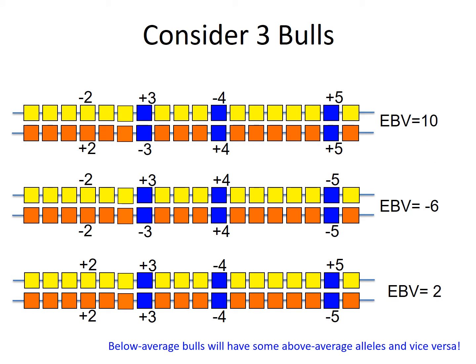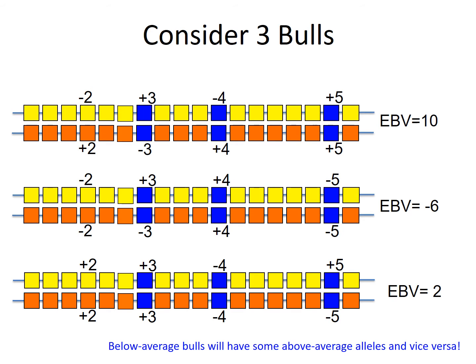And if I talk about 3 bulls that have 3 different EBVs, so one bull has an EBV of plus 10, another bull has an EBV of minus 6, and a third bull has an EBV of 2, then I expect exactly the same genes to be involved in determining the EBVs of those 3 bulls. But the bull with the higher EBV is going to have more of the favourable form of these genes than does the bull with the poorer EBV.